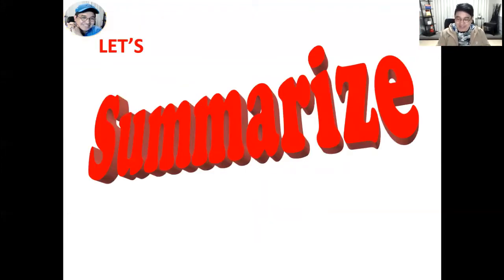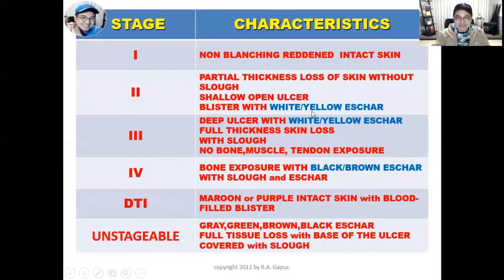So let's summarize what we've learned. Stage 1 pressure injury is when there's non-blanching reddened intact skin. Non-blanching means when you press on the skin, it doesn't return to its original color. And then stage 2: partial thickness loss of skin without slough, a shallow open ulcer, but this time you have a blister with white or yellow eschar. The blister is the keyword for stage 2, just like second-degree burns with a blister.